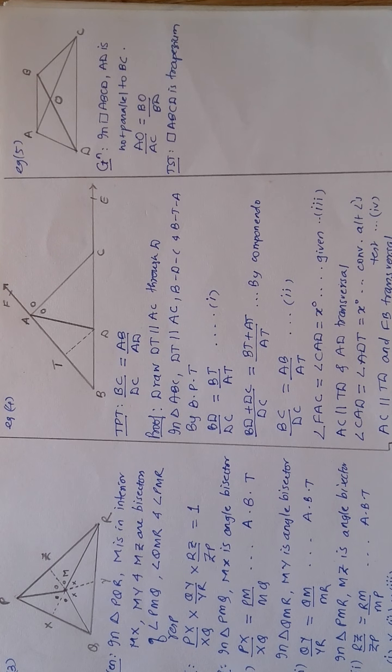Only one pair of opposite sides is parallel and the other pair is non-parallel. The non-parallel sides are given to you already. So you are expected only to show one pair of opposite sides parallel. That means I must show AB parallel to DC. So how am I expected to show this?